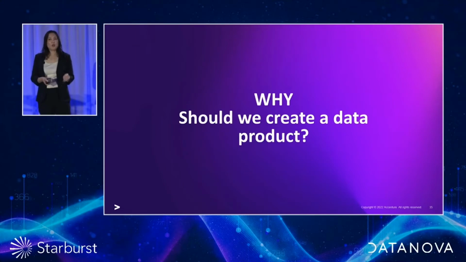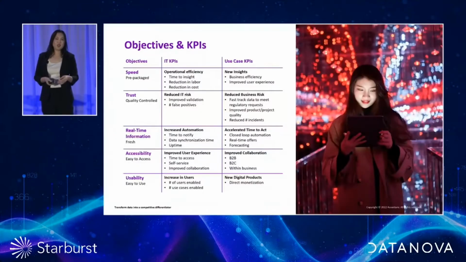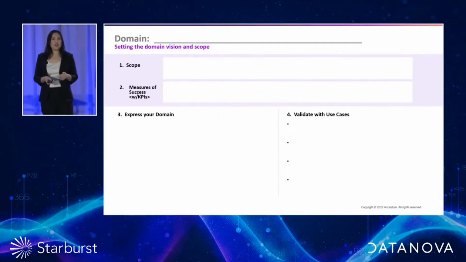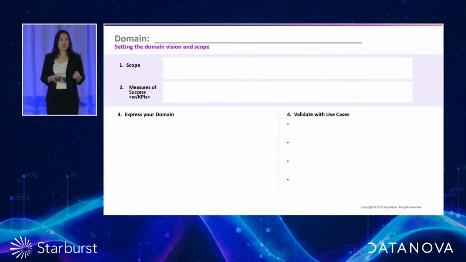So we're going to start with the why. Why should we create a data product? If you've downloaded the workbook already, let me give you a peek. This is what you should be filling out right now. For your candidate domain, really think about what's that vision and the scope. This is what we're going to be doing in that section.